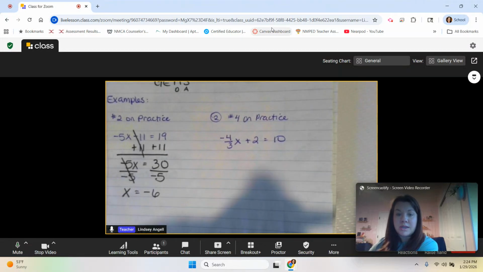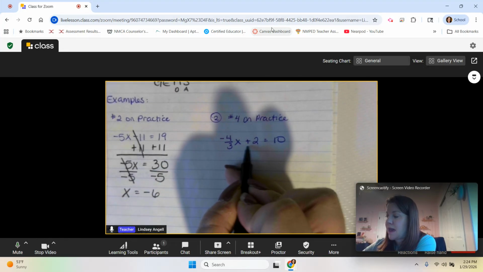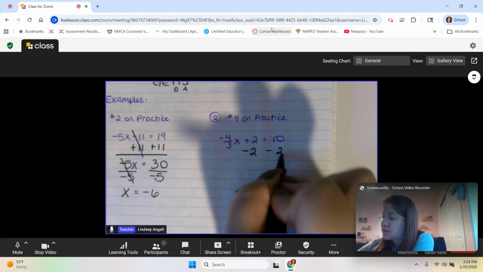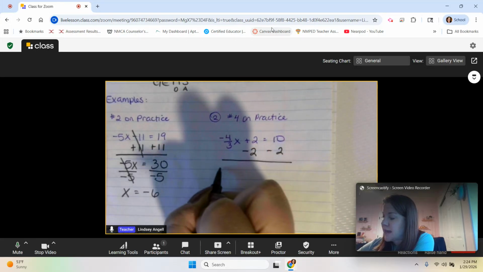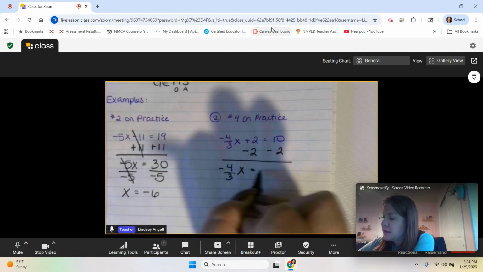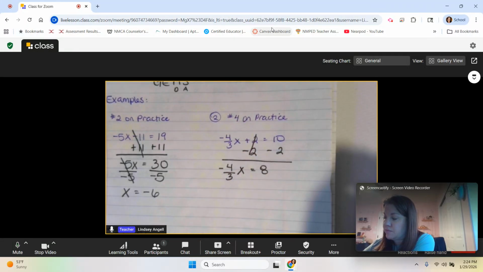Example 2 is number 4 on your practice. I chose this one because this is the first point where we see fractions, okay? So with this, again, we're going to get rid of addition or subtraction first. So first we're adding 2. To get rid of that, I need to subtract 2 from both sides. I'm left with negative 4/3 x equals 8. Okay, so those will cancel.